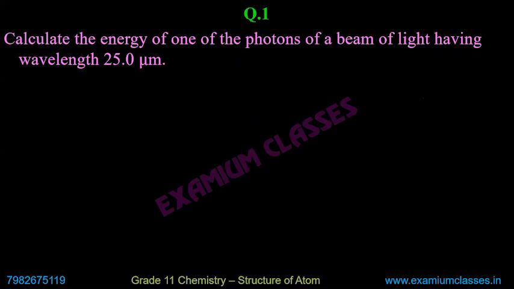First question: calculate the energy of one of the photons of a beam of light having wavelength 25 micrometer. My first question about this is from Lemuel. What do we mean by 25 micrometer? How do we convert it to meter?